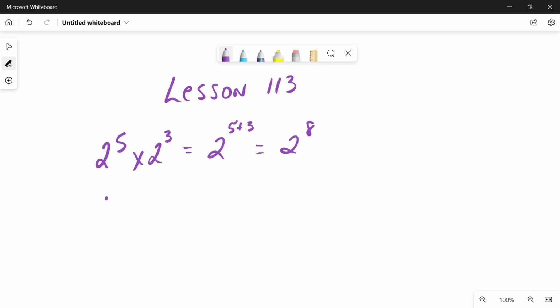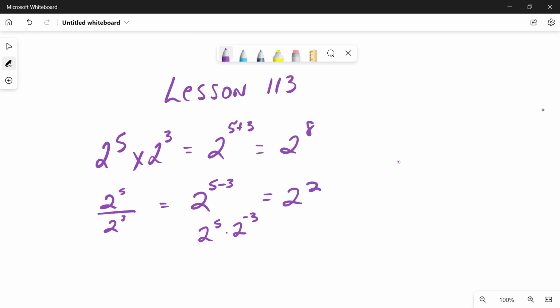If I had 2 to the 5th divided by 2 to the 3rd, that's going to be 2 to the 5th minus 3. You could think about the fact that this would also come up as 2 to the 5th and 2 to the negative 3. We would combine our exponents, so this is 5 minus 3, which will be 2 squared.